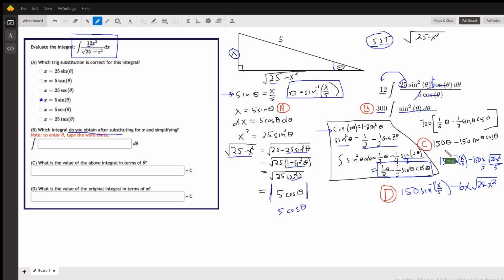And now to get to part D, we have to replace theta in terms of x. So here's where theta equals inverse sine of x over 5. Goes right there. The sine of theta and the cosine of theta refer back to your little right triangle that you drew at the very beginning. The sine of theta is x over 5. The cosine of theta, adjacent over hypotenuse, square root of 25 minus x squared over 5. These 5's cancel, leaving 6 square root of 25 minus x squared. So there's your antiderivative.